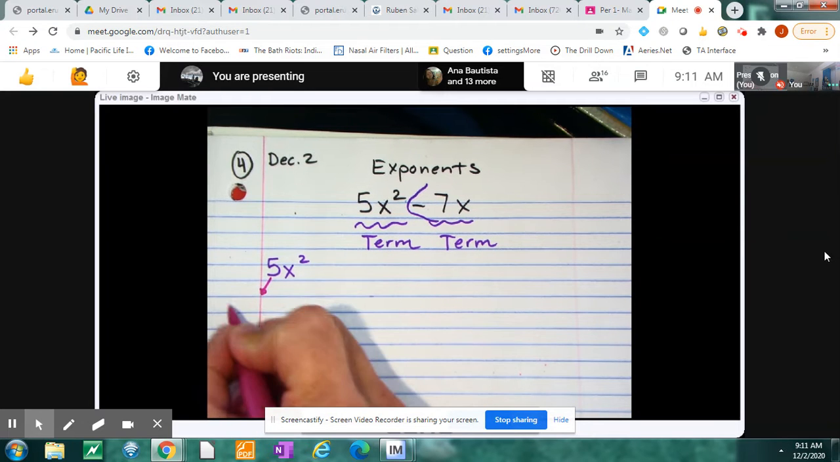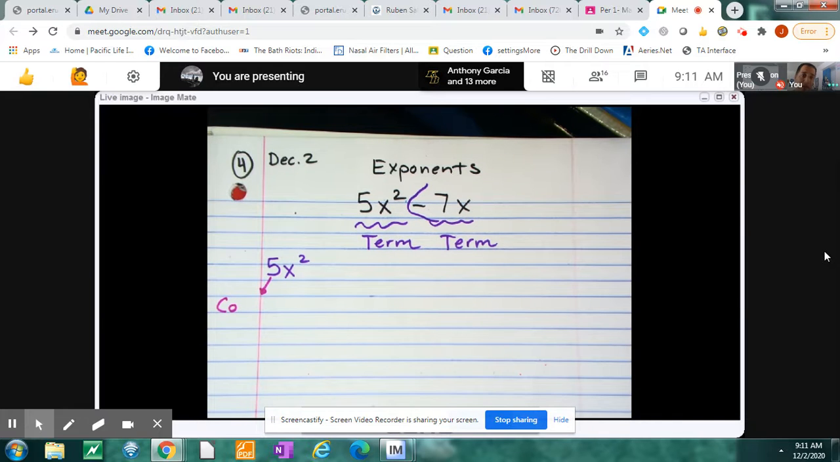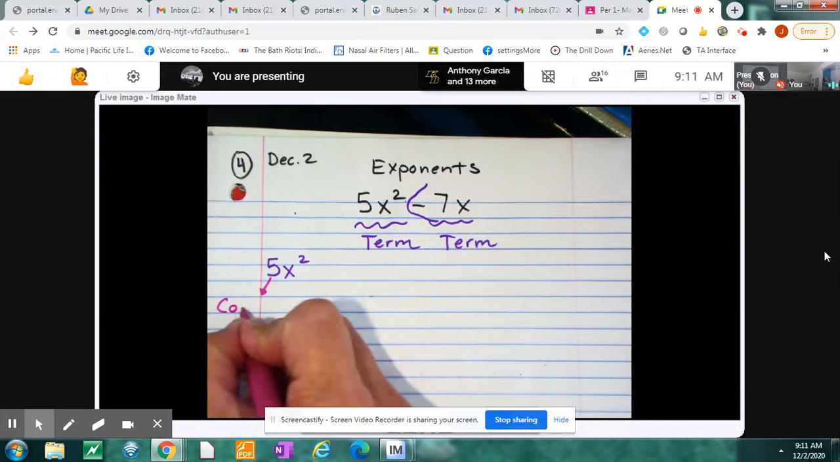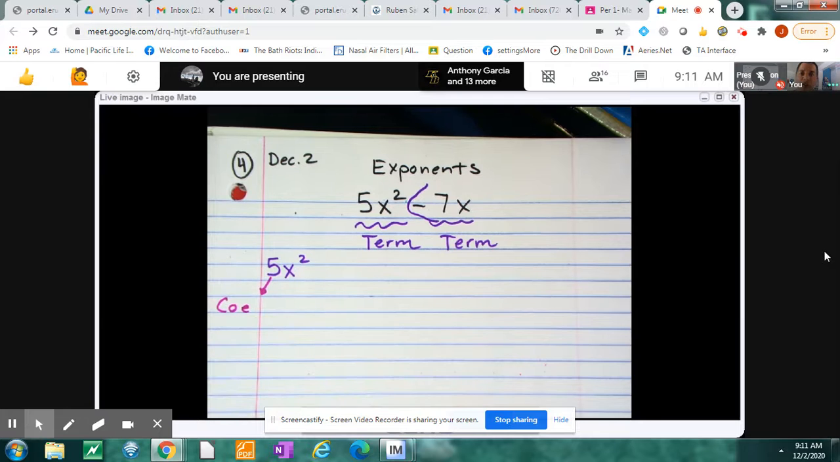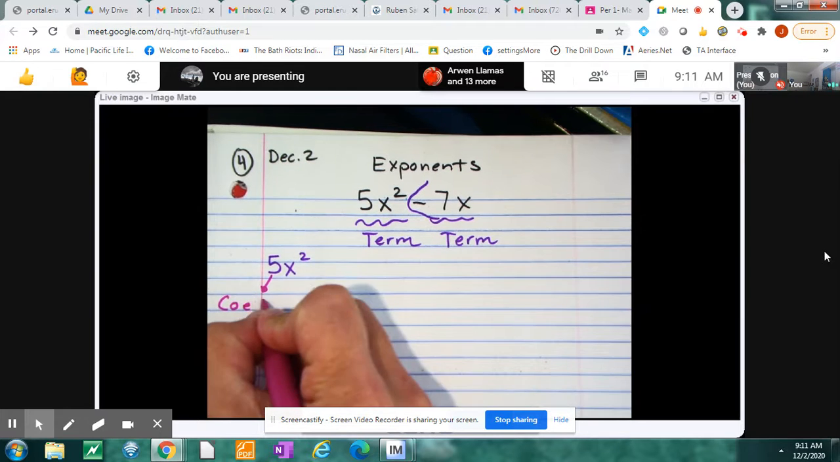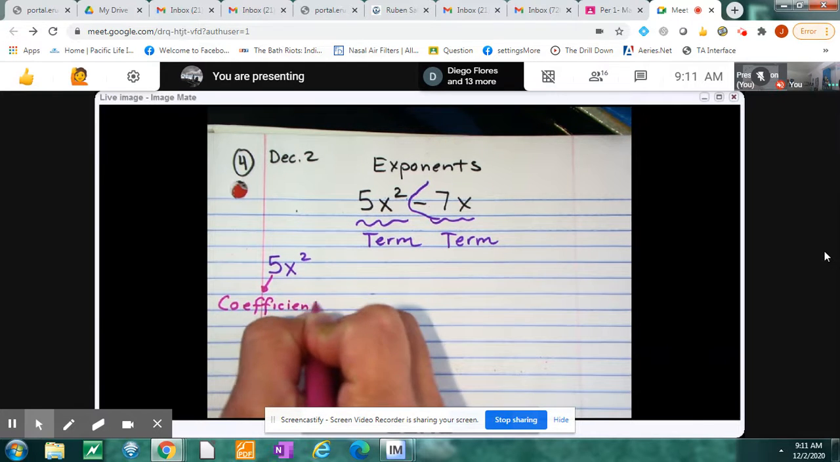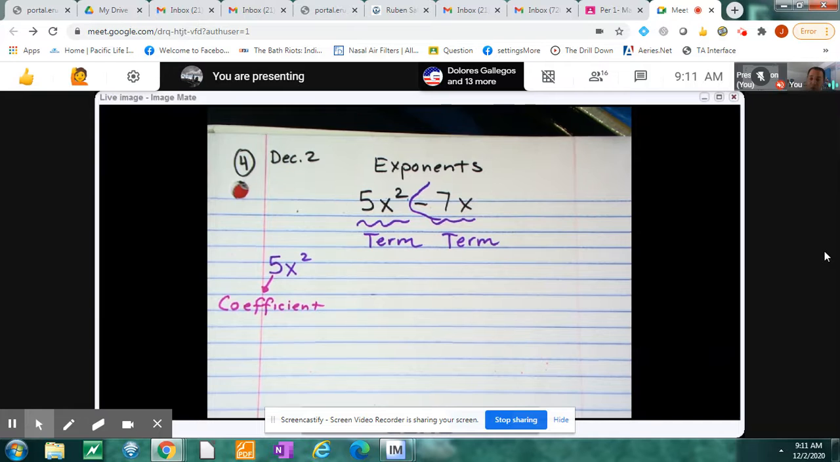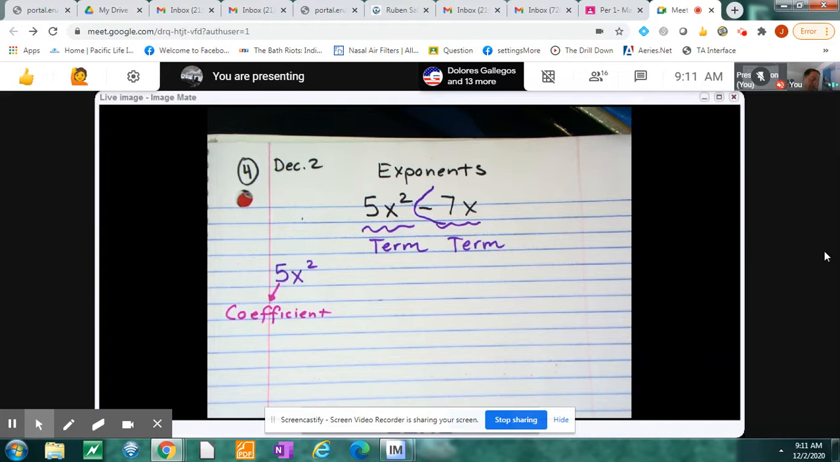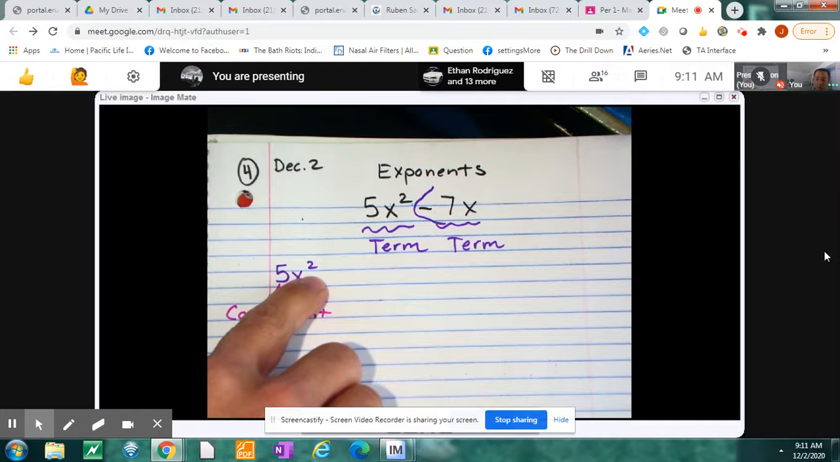Nobody? Okay. This is called the co... Coefficient. There you go. That's your coefficient. It's 5. It could be a negative 5, but it's the number next to the letter, because this means 5 times x squared.